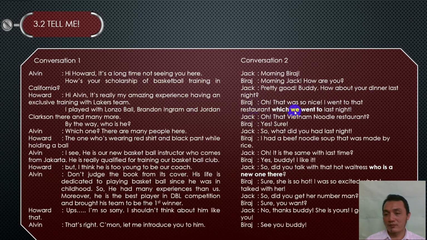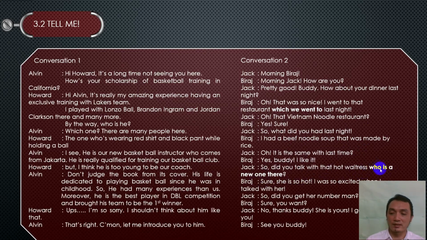object, because which is followed by we, so we miss an object. So this is called an adjective clause as object, because which is a question word to ask about, to be the substitution of the noun, the thing, not a person. Who is a new one there?